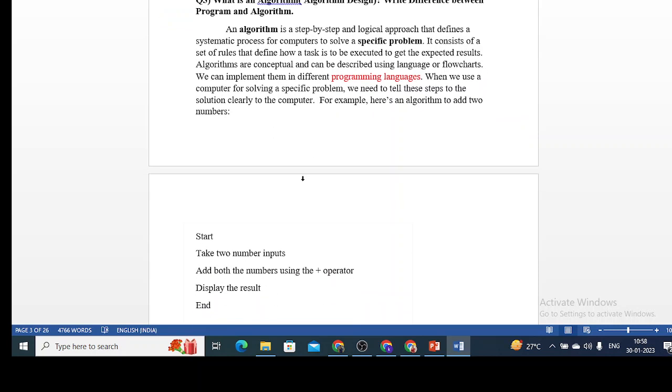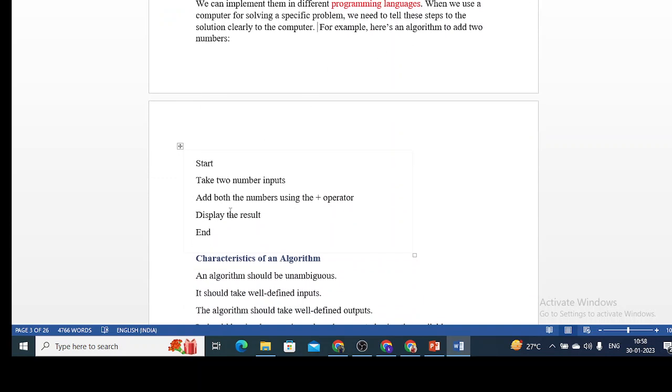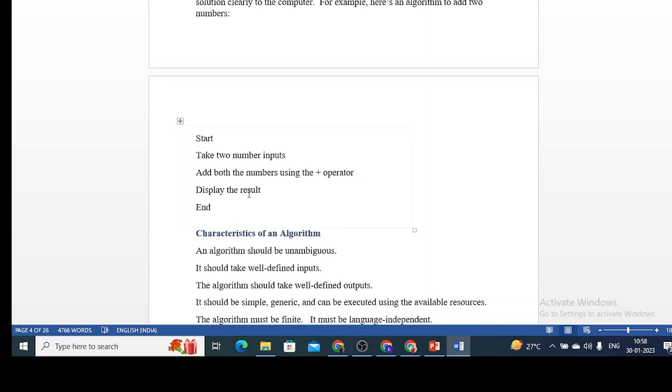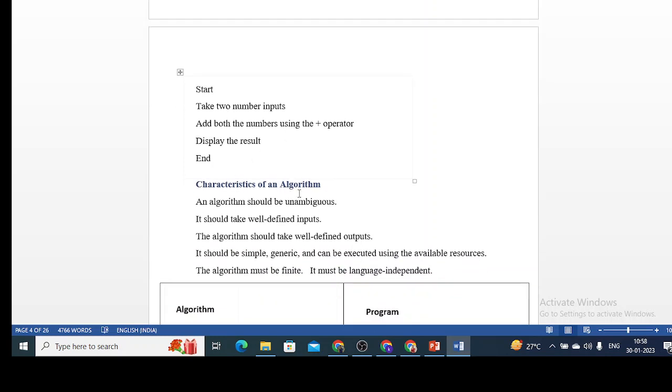For example, suppose you want to add two numbers. So how are you going to write the algorithm for this? First of all, you will start your program, take two numbers from the user, then add both the numbers using the arithmetic operator plus, and then you will simply display the result and then terminate the program. Okay, these are the simple steps, or you can say a simple algorithm for addition of two numbers. Correct?